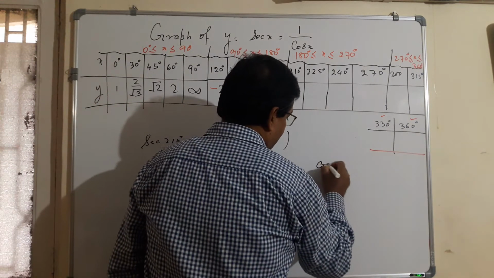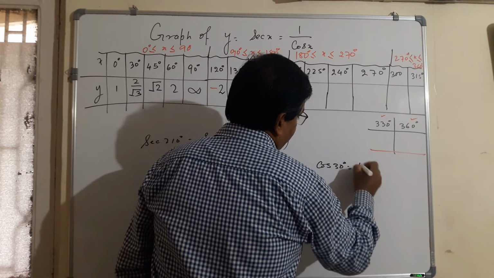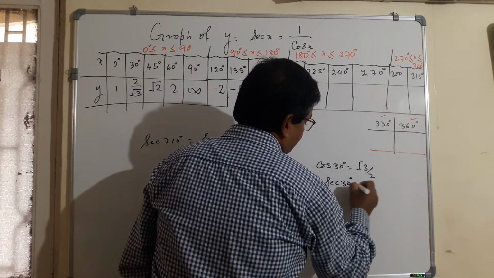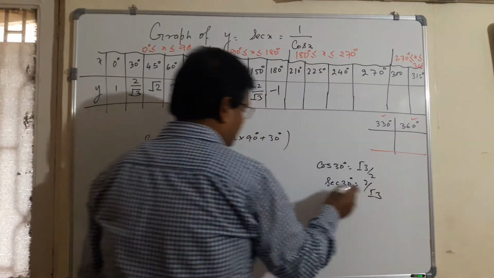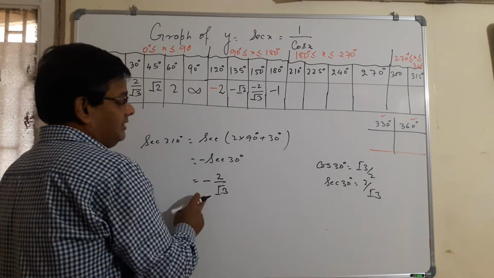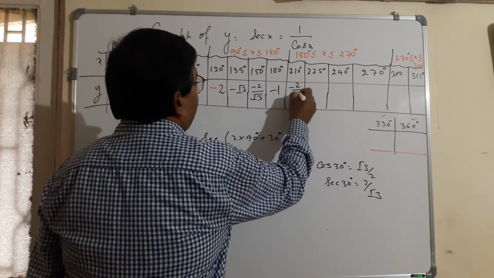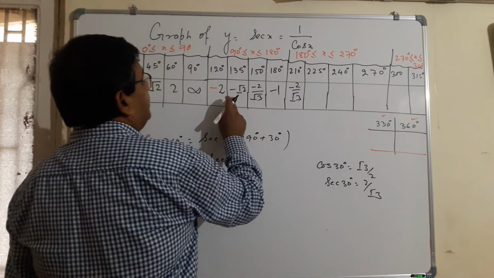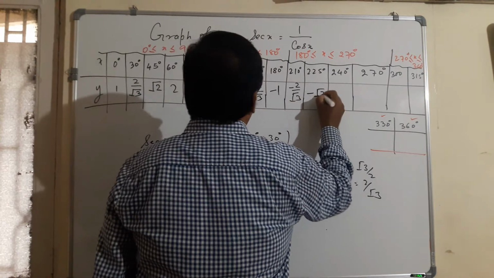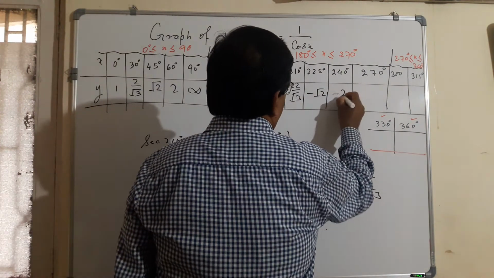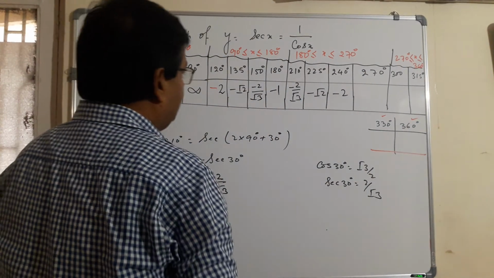Here cos 30 degree is root 3 by 2, so sec 30 degree is 2 by root 3. With the minus sign, it is minus 2 by root 3. Similarly, you will get minus root 2, and then after that you will get minus 2. Then after, see here.